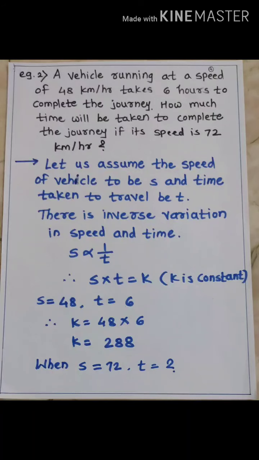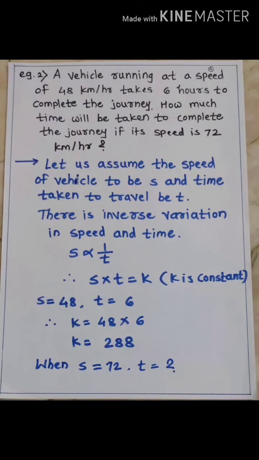Therefore, s multiplied by t is equal to k is the equation of variation. Now, you have given s is equal to 48 and t is equal to 6. From this, first find out the constant of variation. k is equal to 48 multiplied by 6. So, k is equal to 288.